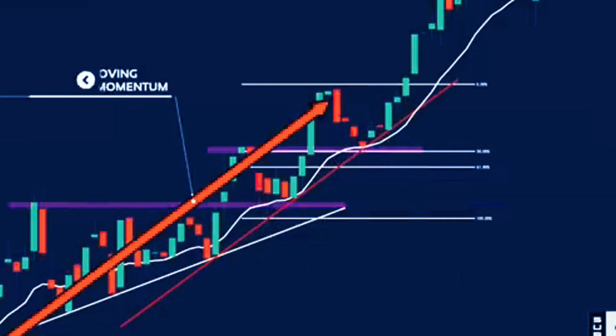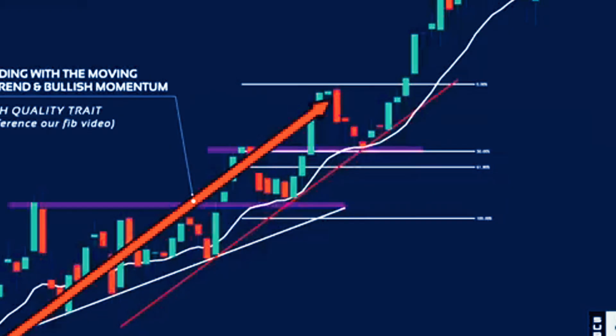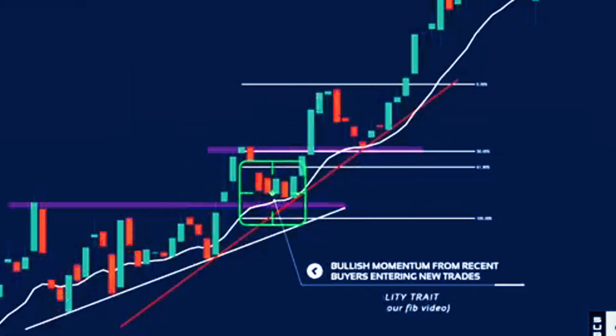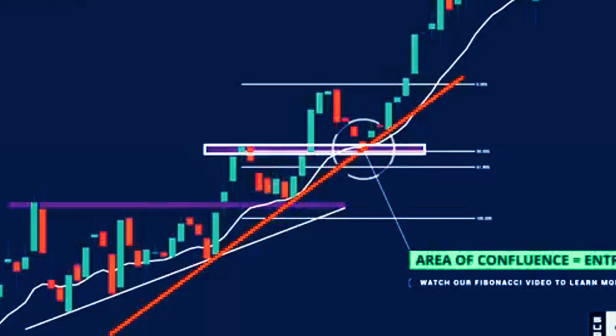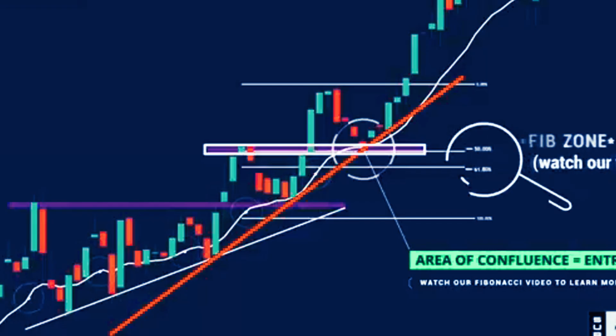First, you're trading with the moving uptrend. Next, you have the momentum from the pattern break here and the long trade entries that took place here. Then you had your area of confluence here, where the trend line, new support level that recently formed, and moving average, and fib level all crossed.